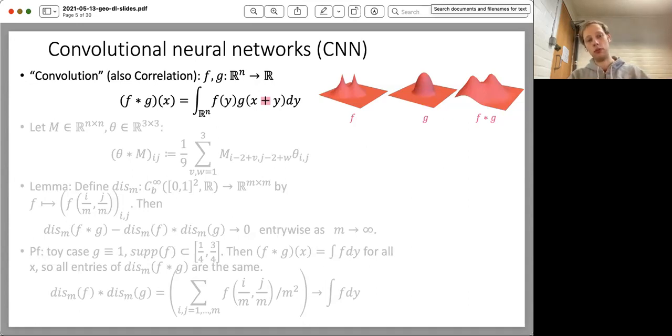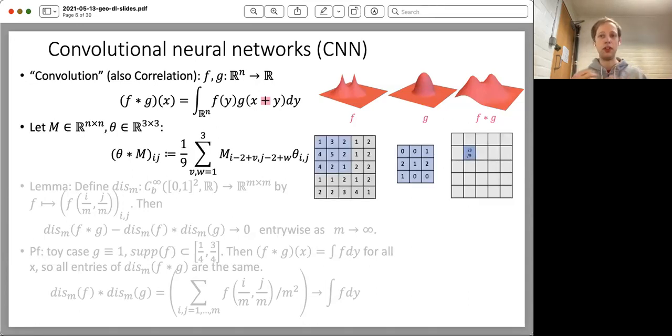And now for machine learning, they invented a discrete version of that. So let me tell you how that's defined.